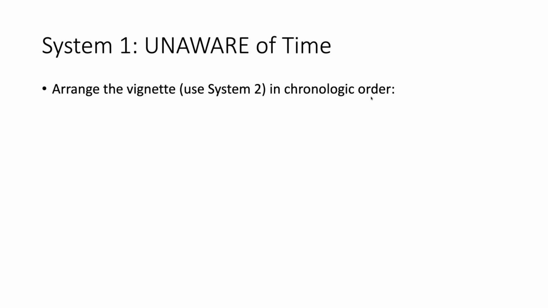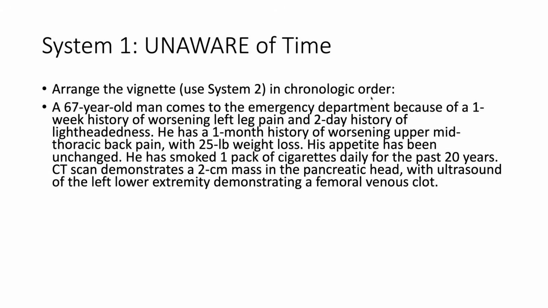Okay, so stop. But let me point something out to you guys. Your system 1 is unaware of time. Let me repeat this. In other words, your system 1 doesn't really know what happened first, what happened second, what happened third. It's just completely oblivious to time. If you're going to think about the actual chronology, you have to arrange the vignette in chronological order. What happened first and then what happened second, just in terms of the elements of the vignette. You don't have to tell me why it happened, but just which sense.